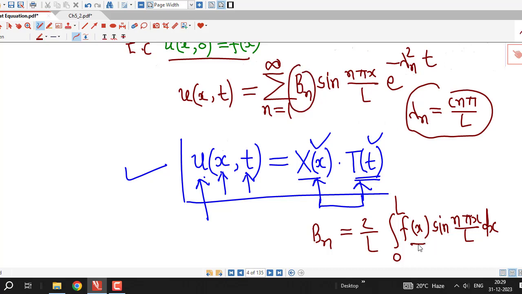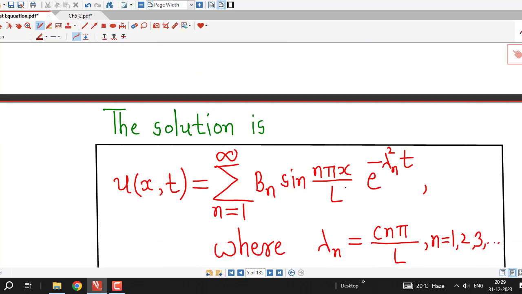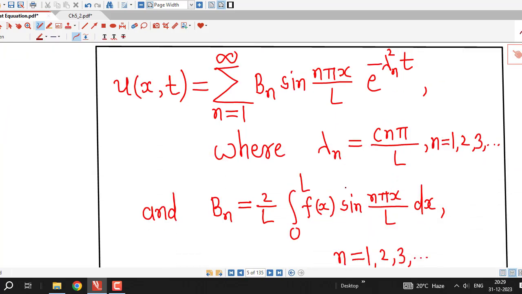It is easy to remember bn. In this integral, instead of bn we are writing f(x), and we are writing this as it is, and 2 divided by L. So remember this formula for the solution of the heat equation together with the given boundary and initial conditions, and using this formula we will be able to find the solution of problems related to this type of boundary conditions.